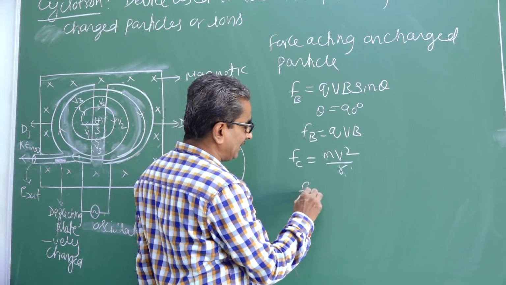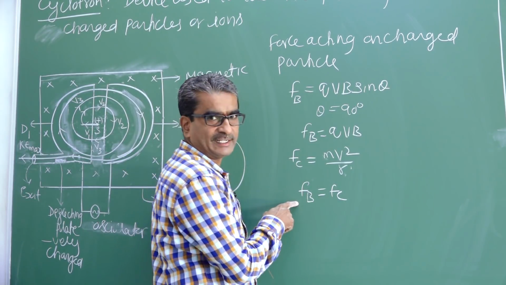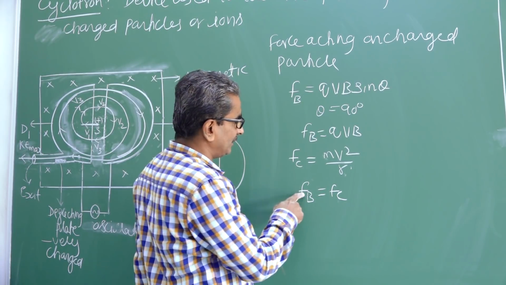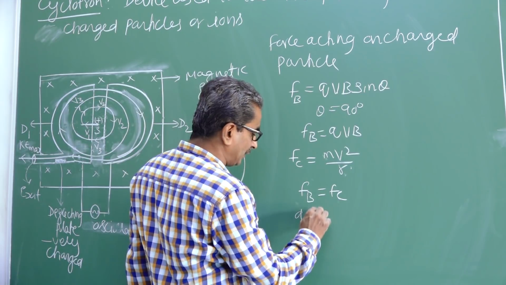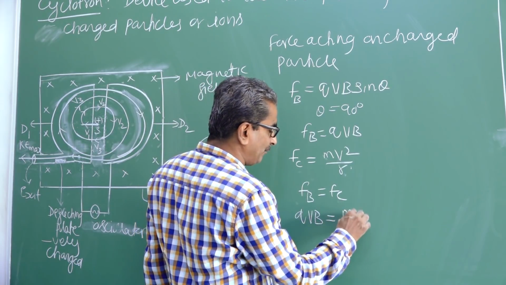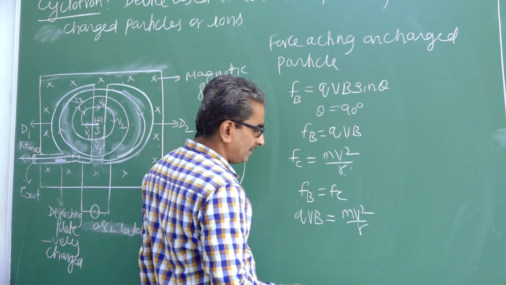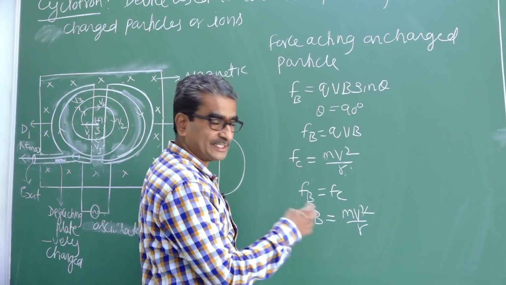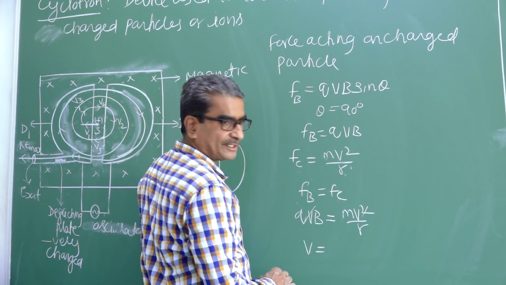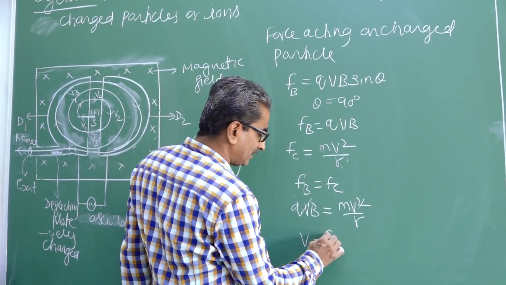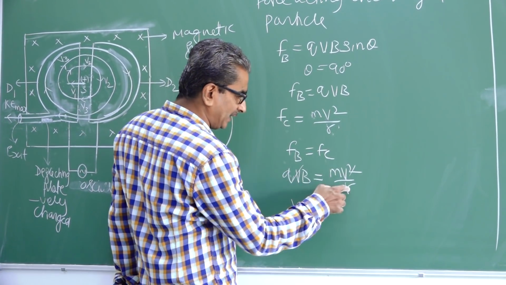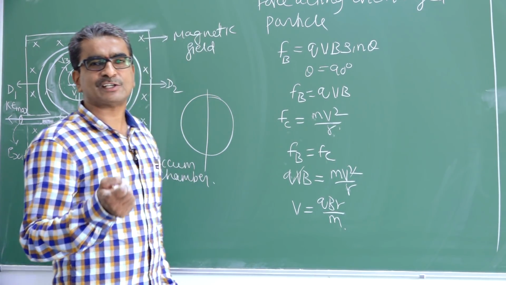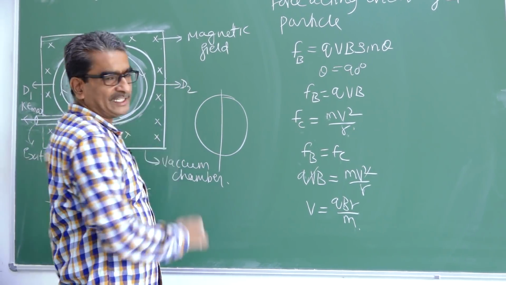So I can write like this: Fb equal to Fc, because the magnetic force acting on the charged particle provides the centripetal force. So Fb is nothing but q v B equal to Fc, mv square by r. We can cancel one v and v. Now find out what is v, the velocity of the particle. V is equal to qBr divided by m. This is the velocity with which the charged particle enters from one D to another D.